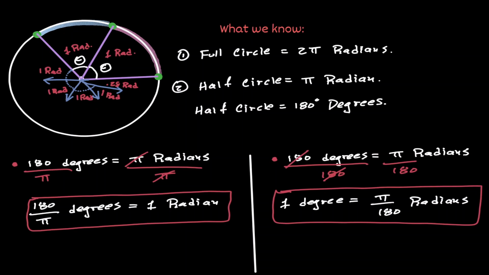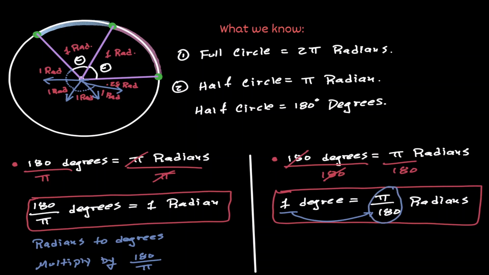If we're given an angle in terms of radians, and we want to express it in terms of degrees, we have to multiply by this scale factor. And if we're given an angle in terms of degrees, and we want to represent it in terms of radians, we have to multiply by this scale factor.